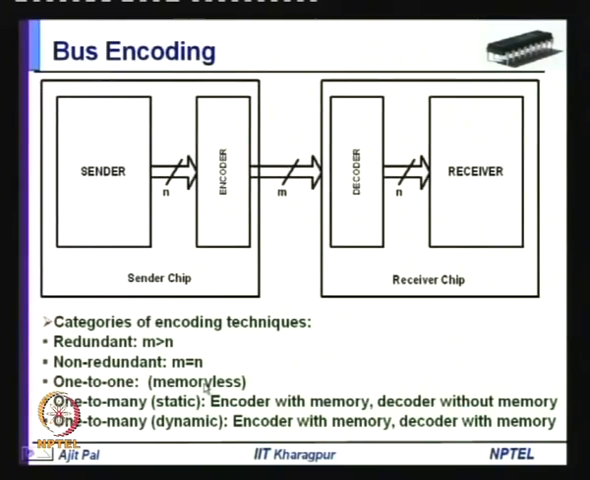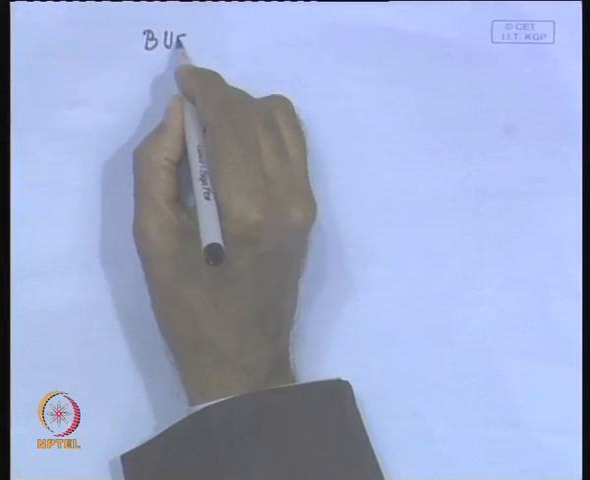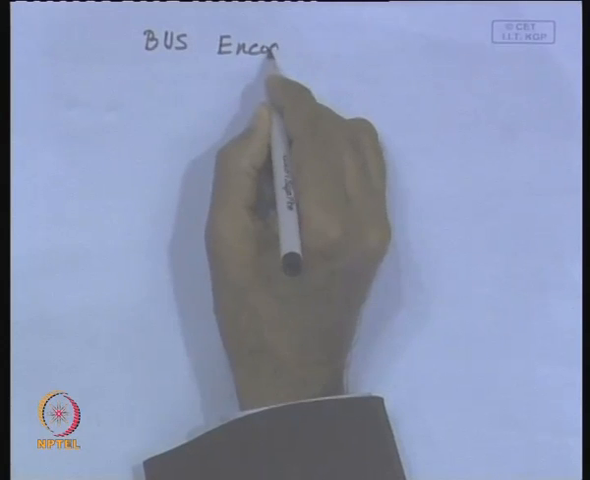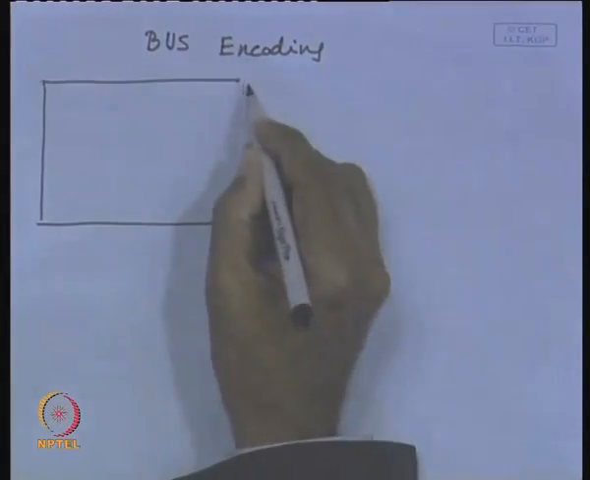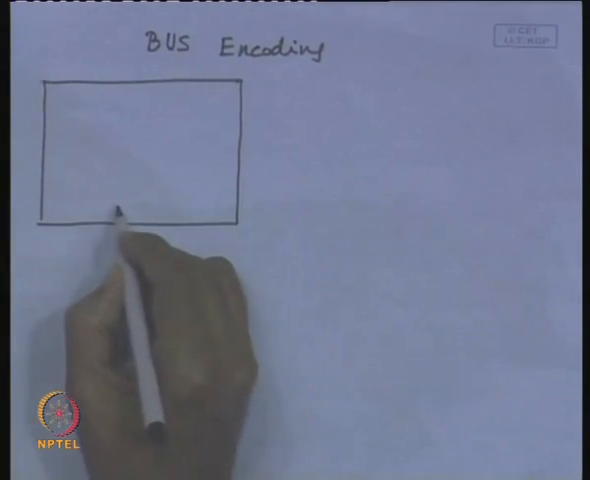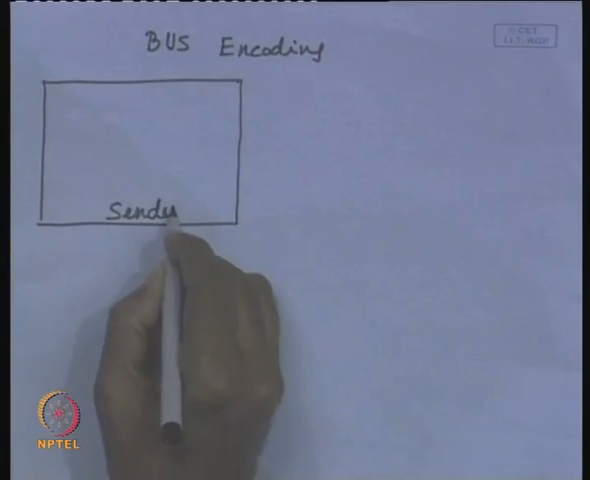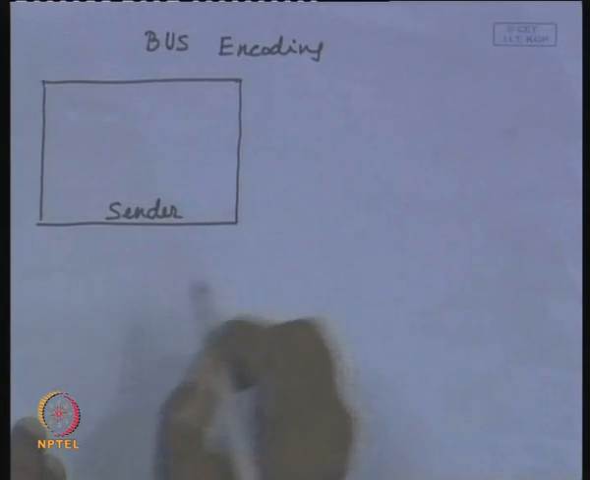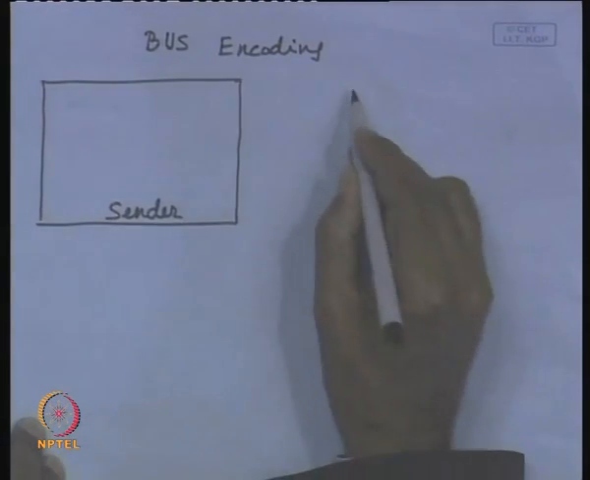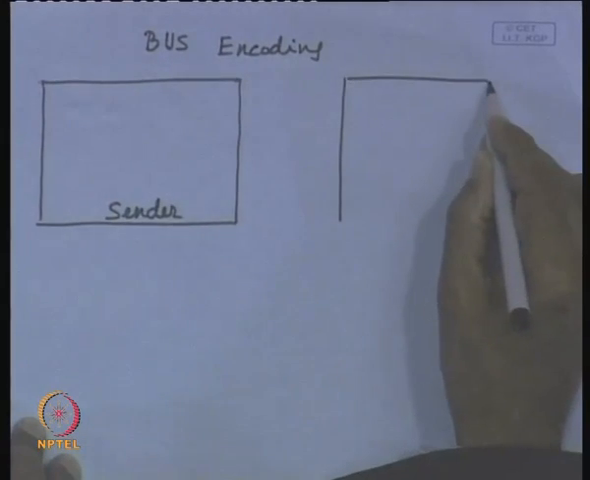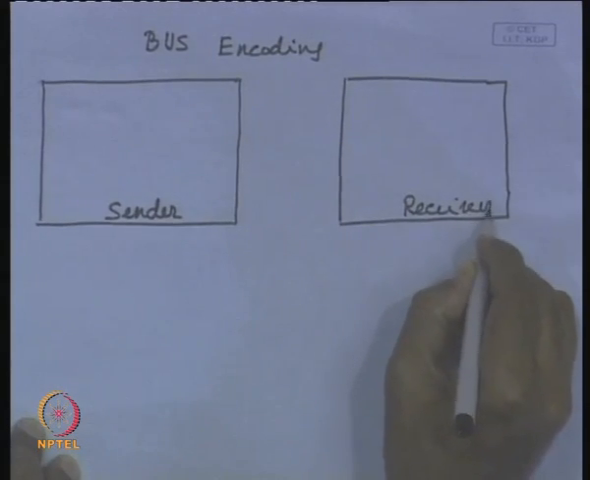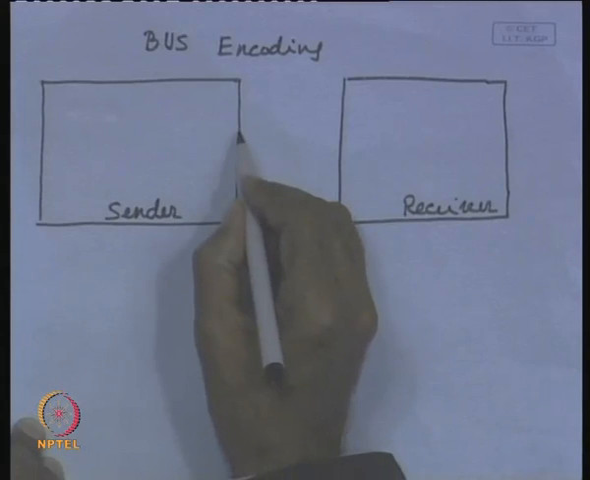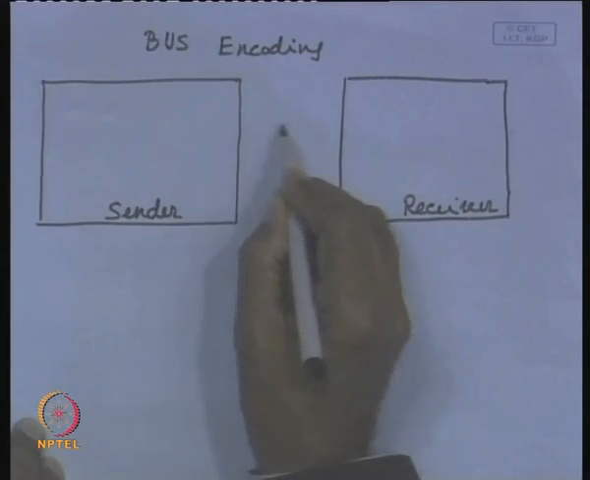Now, let us consider what do we really mean by bus encoding. You are having one particular sender, let us call it sender chip. It can be a chip, it can be a device, it can be a microprocessor, it can be a microcontroller, and you have got another chip, let it be called receiver. And the signal is going out of this chip and that is being sent to the receiver.